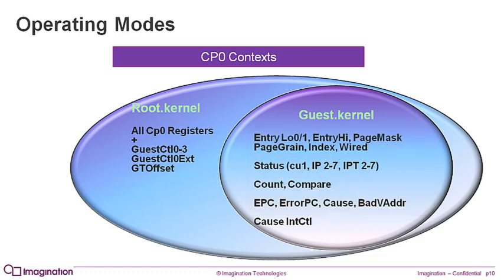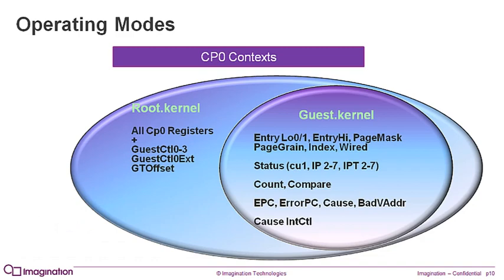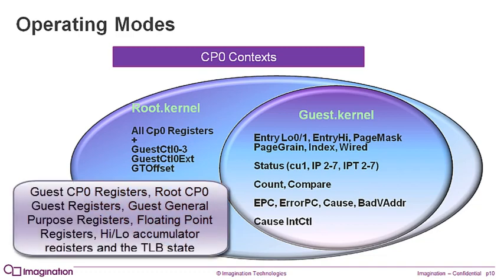For a hypervisor to switch from one guest to another, it must save the context of the guest OS by switching out and restoring the context of the guest OS being switched in. The hypervisor must save and restore software visible state and the physical resources which are shared between guests, such as the guest CP0 registers, the root CP0 guest registers, the guest general purpose registers, the floating point registers, the high-low accumulator registers, and the TLB state.